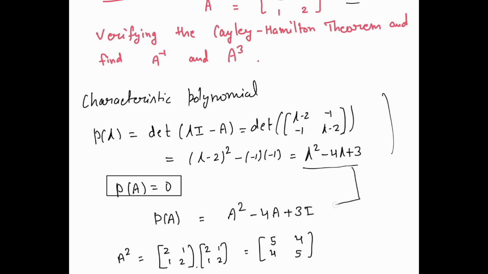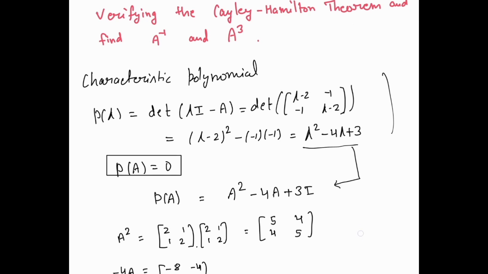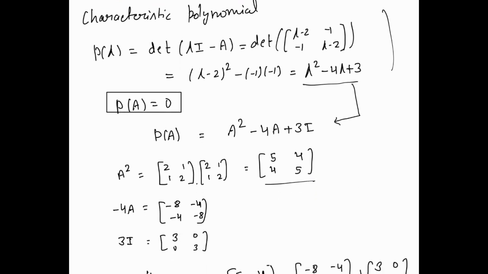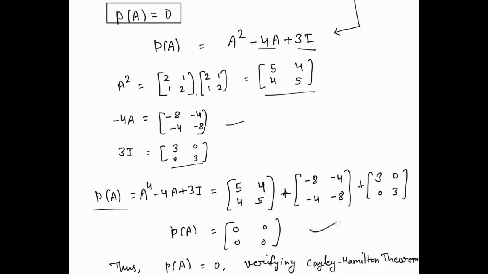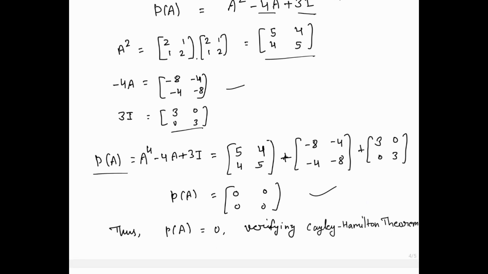By using the Cayley-Hamilton theorem, we have the equation A squared minus 4A plus 3I. Now we compute A squared, then minus 4A, then 3I, and adding them up, P of A comes out to be 0. Since this equals 0, P of A is equal to 0, so our verification of the Cayley-Hamilton theorem is done.